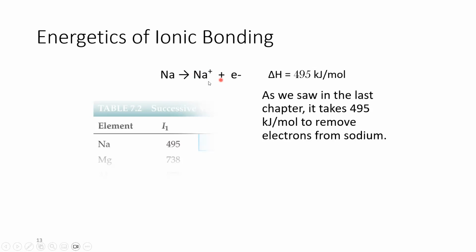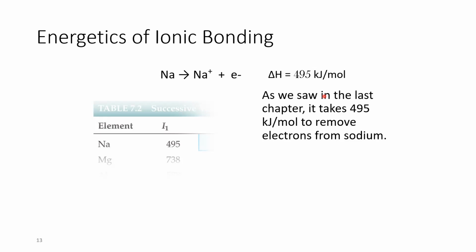So in order to balance this, we've got 1 sodium on each side. But now if we've got a positive charge here, we need an electron to balance it off. So this is just saying going from sodium and then having it lose that electron. It's going to take 495 kilojoules to remove that electron from a mole of sodium. So we're going to have to input that energy.